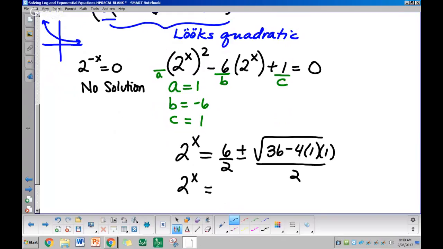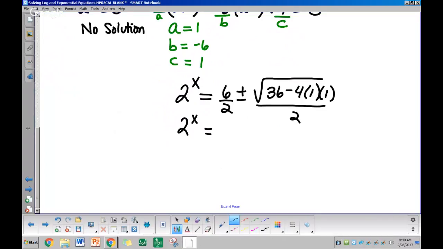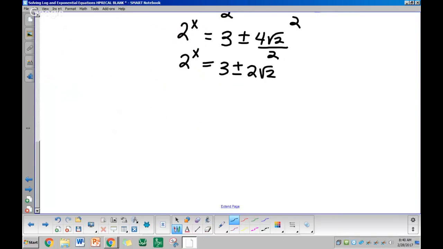Everybody follow my steps here? 2 to the x equals 3 plus or minus, this is 36 minus 4, which is 32, which is 16 times 2. So this is 4 root 2 over 2. It simplifies to 3 plus or minus 2 root 2. So now we have two equations, don't we? We have 2 to the x equals 3 plus 2 root 2.